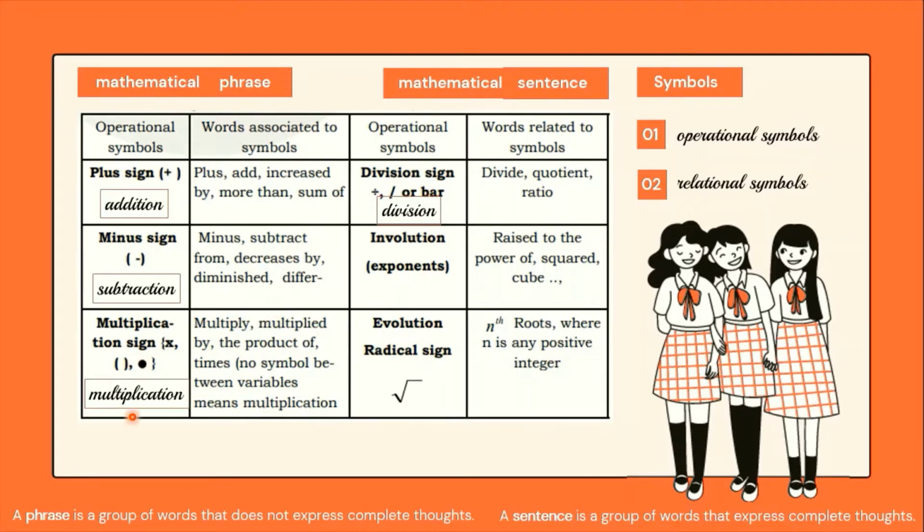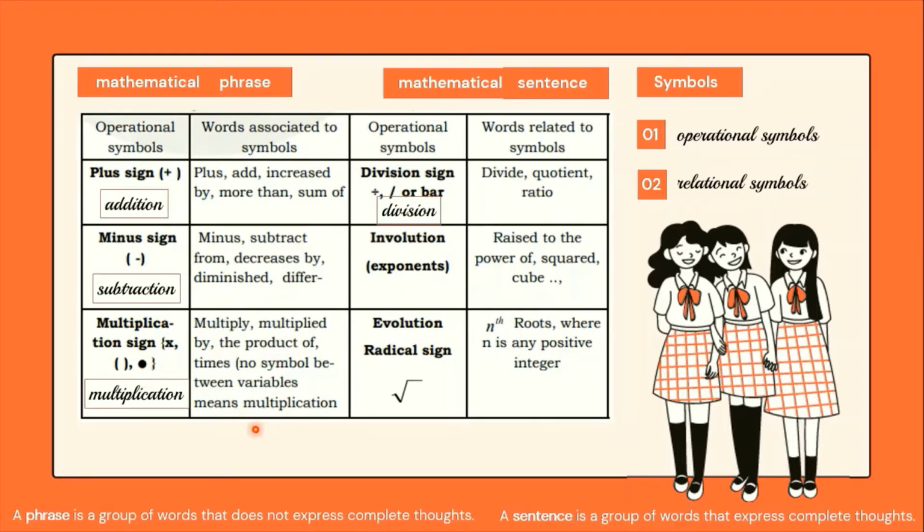Next, we have multiplication. For multiplication, we have a few signs or symbols. Pwedeng yung usual, yung nakasanayan natin na X. Binabasa natin ito as times. Pwede rin naman na naka-enclose siya sa parenthesis. Pwede rin itong parang tuldok na ito. At pwede rin ang braces.